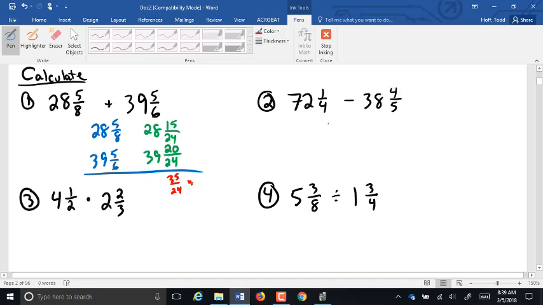Is 35 24ths. That's improper. We can get 1 out of it with how many left over? 11 24ths. So we keep the 11 24ths, carry the 1. 1, 8, and 9 is 18. Keep the 8, carry the 1. 1, 2, and 3 is 6. So 68 and 11 24ths.